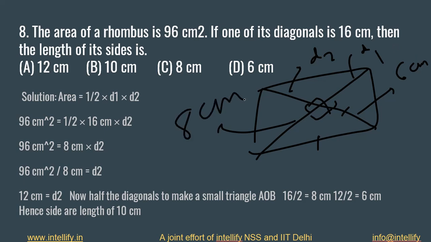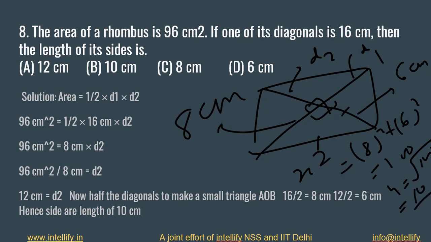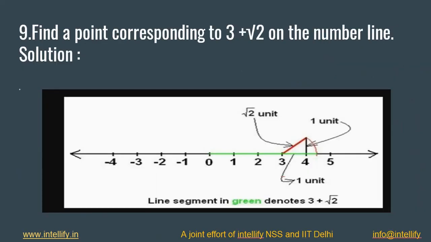Now using Pythagoras theorem, we can conclude that, considering this length as a variable x, x square will be 8 square plus 6 square, which will be 100. So x is equal to under root 100, which will be 10. So the length of the rhombus is 10 because all the sides are equal. Let us jump on to the next question.